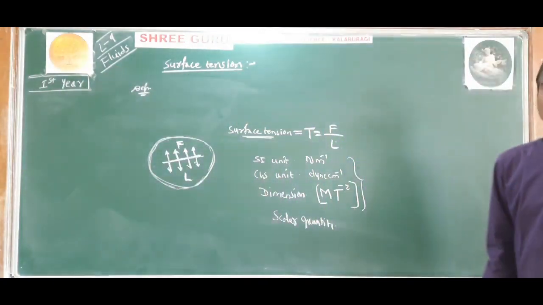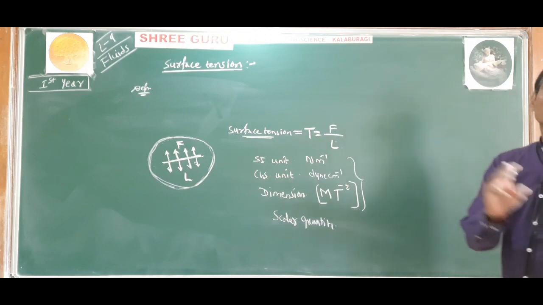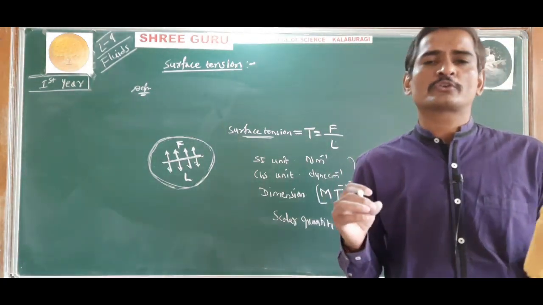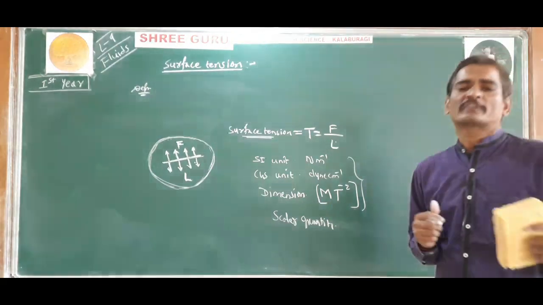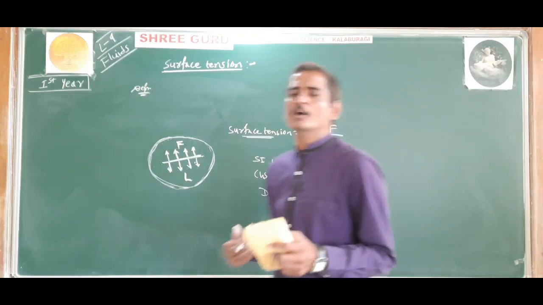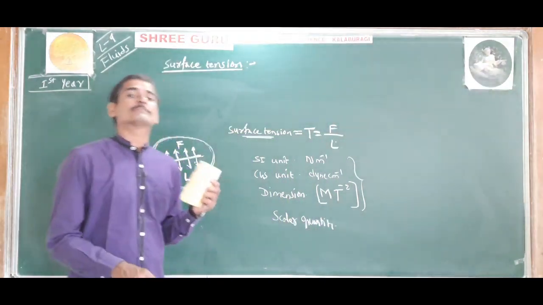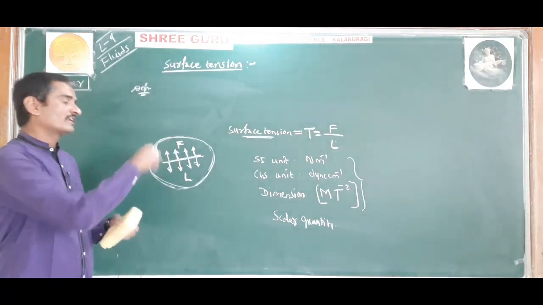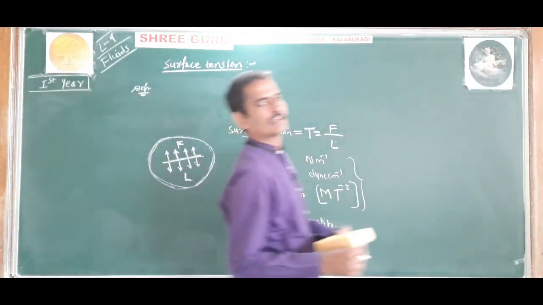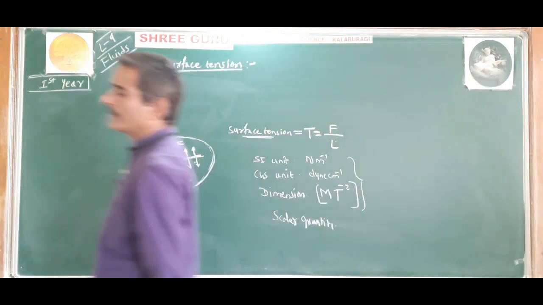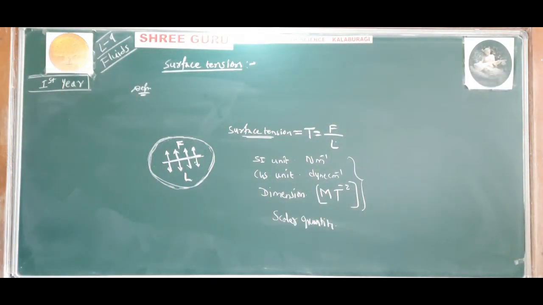Understood? Okay. See here, in a liquid, the molecules of the liquid have a tendency to come very close to each other because of the force of attraction. And this force of attraction is nothing but cohesive force, and this force per unit length on an imaginary line drawn on the liquid surface we call surface tension. Understood? So surface tension is a cohesive force. Remember all these things. Understood?